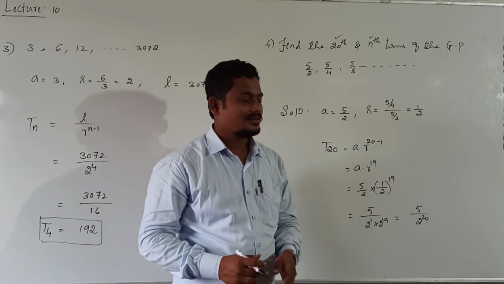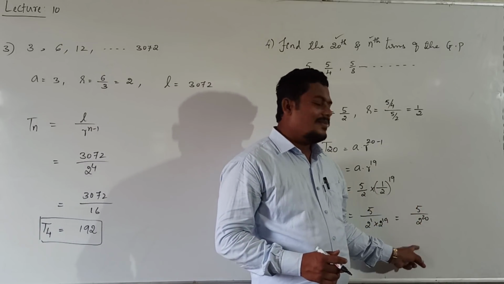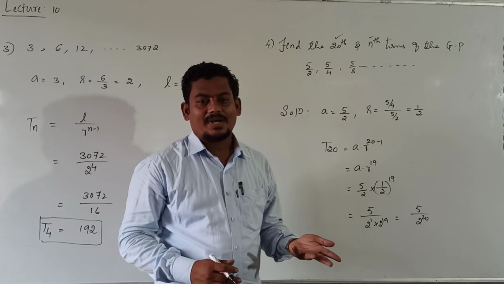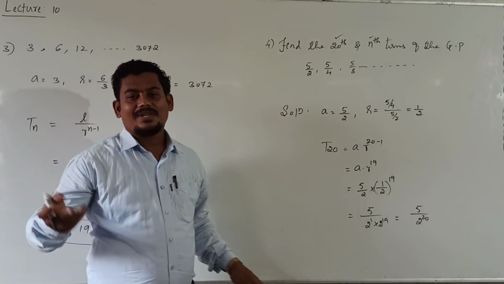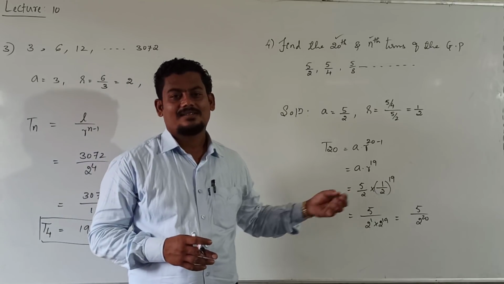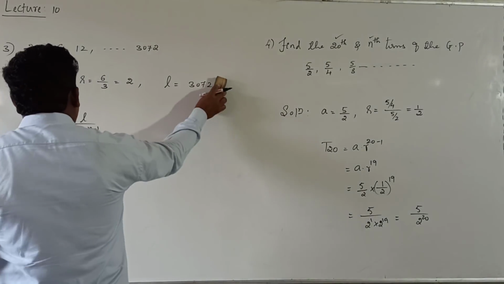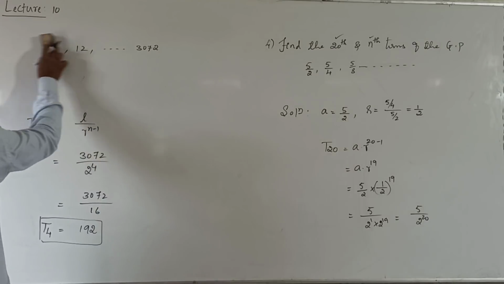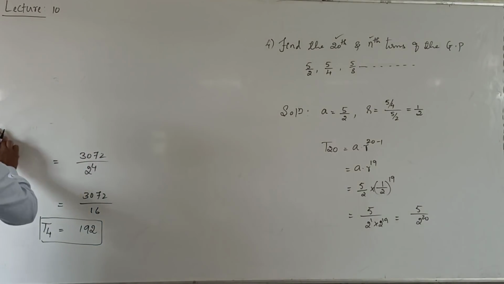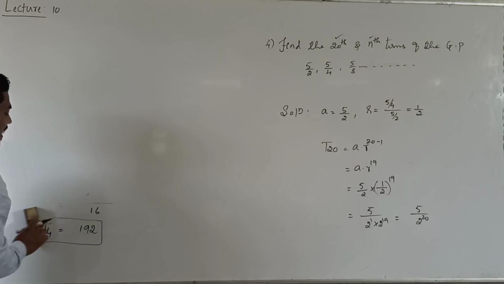If you want, you can just write 5 by 2 power 20. No need to simplify. If you want to simplify, then you can. I will simply write 5 divided by 2 power 20. No need to simplify. Next, in this case we need nth term also, that is Tn value.